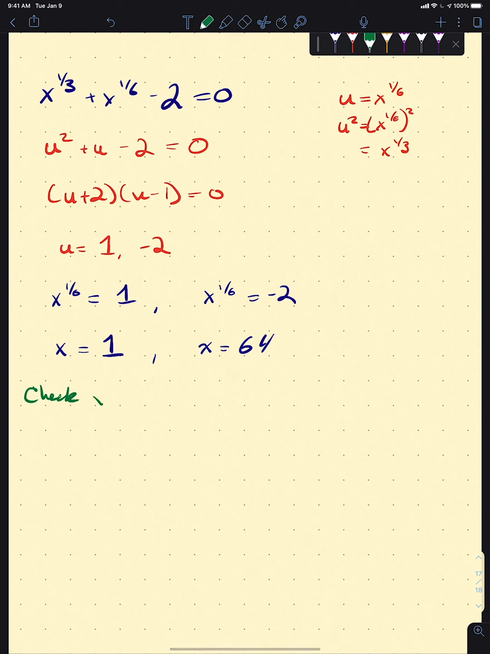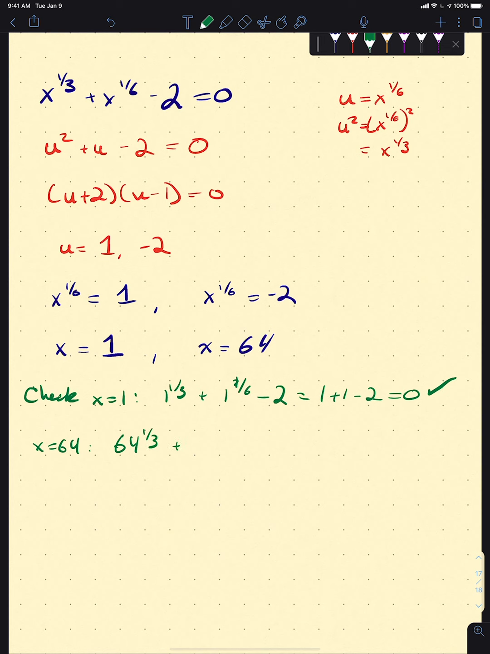So let's check. Let's check x equals 1. 1 to the 1/3 plus 1 to the 1/6 minus 2 is 1 plus 1 minus 2, which does equal 0. So we're good. But what about x equals 64?